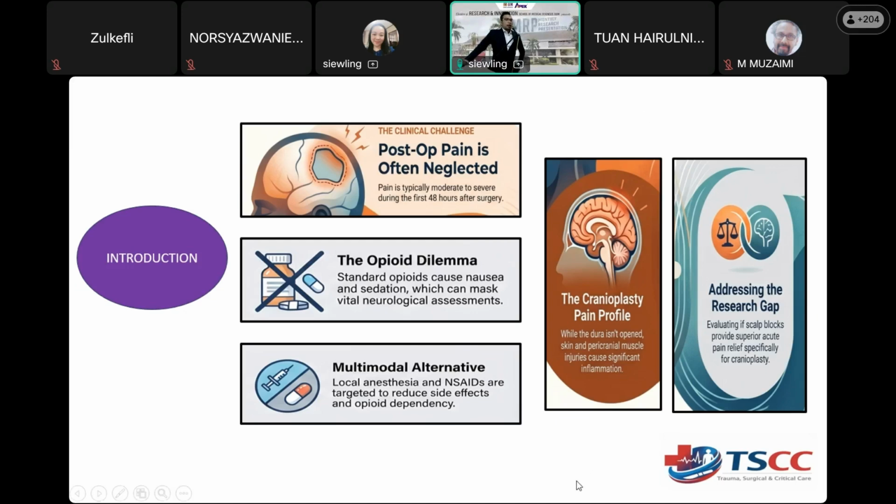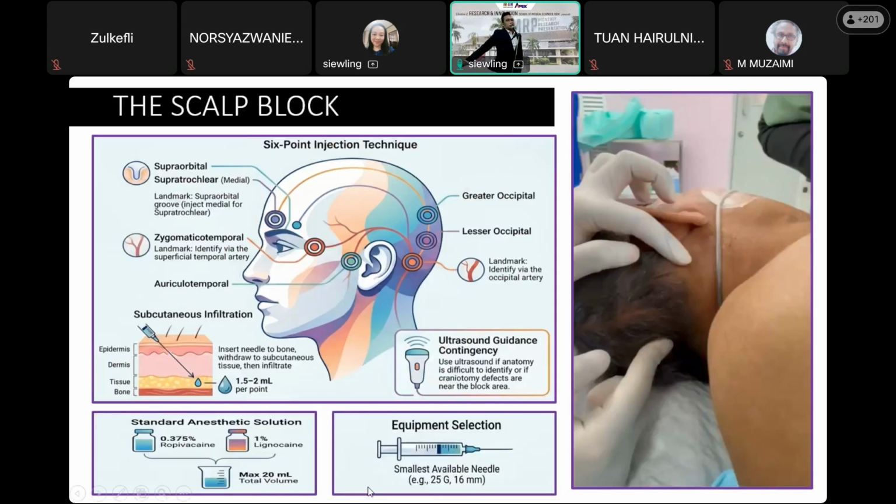As time goes by, we are now moving towards the era of enhanced recovery after surgery, where multimodal analgesia comes into place, and we use local anesthesia and NSAIDs a lot more to provide analgesia for the patients. To address the research gap, we want to see whether the scalp block has a role in providing effective analgesia and better pain relief for the patient after cranioplasty surgery. This is an illustration of the scalp block.